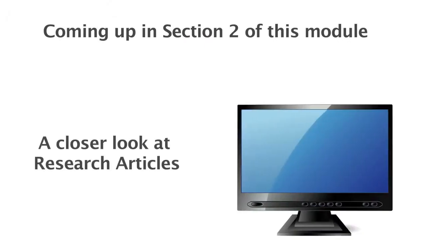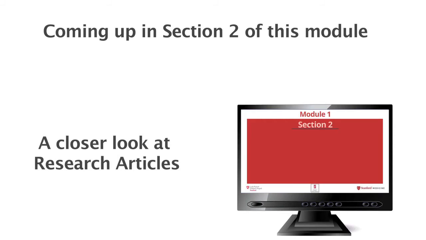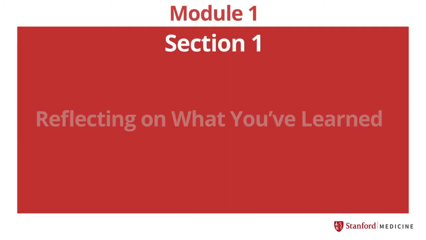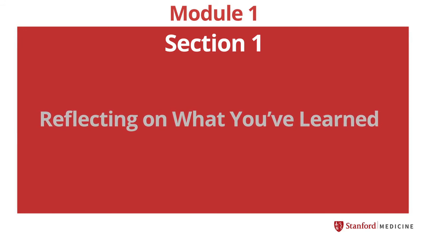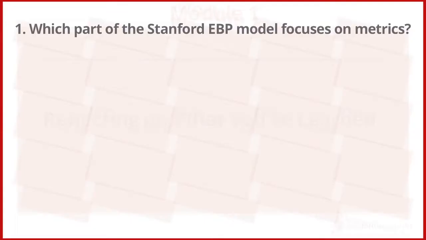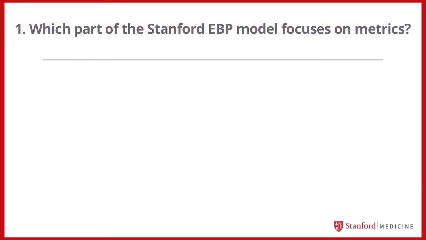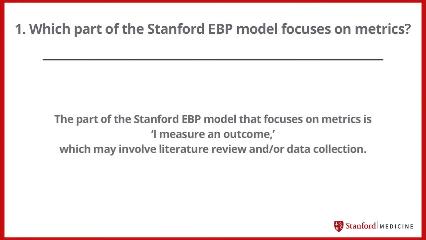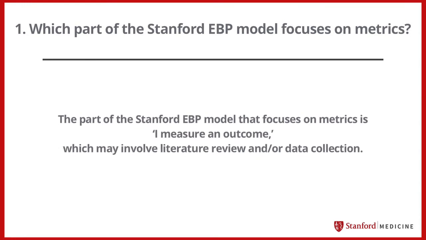In the next section, an annotated research article will be used to illustrate the components of an article and criteria for evaluating the content. But first, we'll ask you to reflect on what you've learned. Which part of the Stanford EBP model focuses on metrics? The part of the Stanford EBP model that focuses on metrics is I measure an outcome, which may involve literature review and/or data collection.